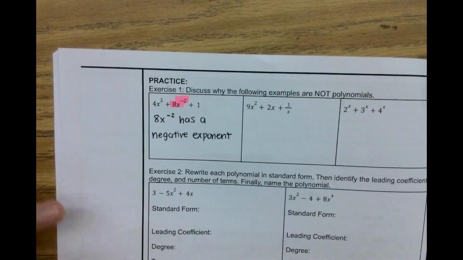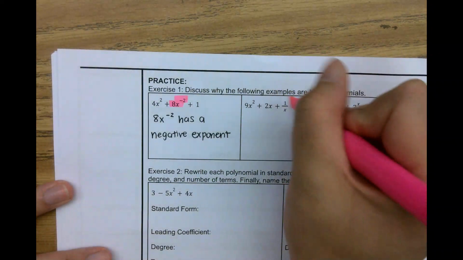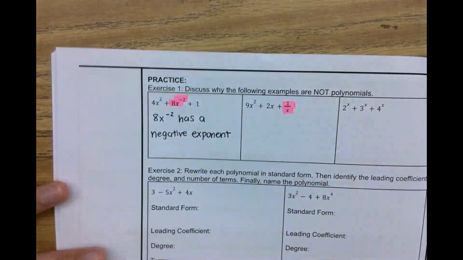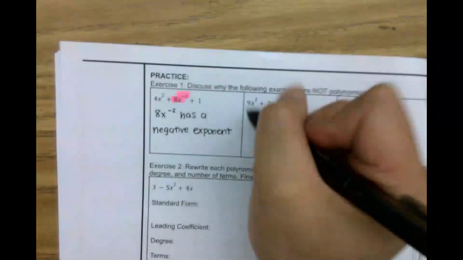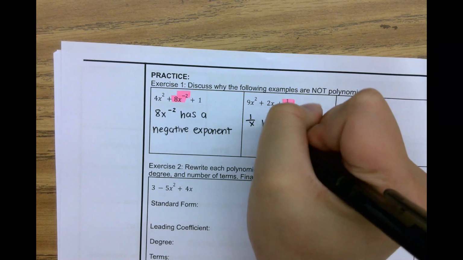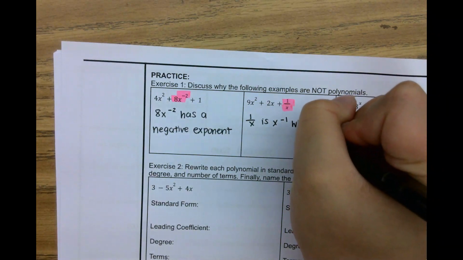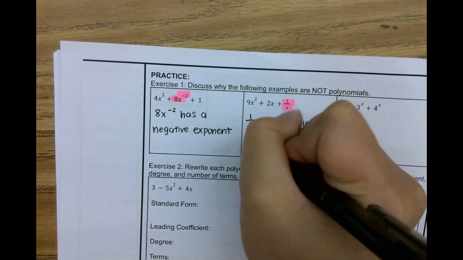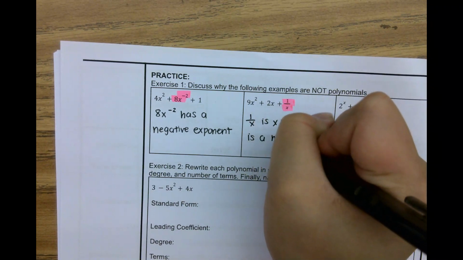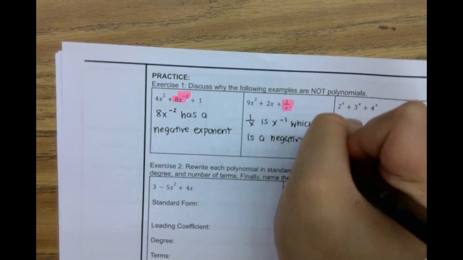Here, 9x squared plus 2x plus 1 over x. Because of this term here, remember, 1 over x is really x to the negative first power. So again, that's a negative exponent, and so it would not be considered a polynomial.